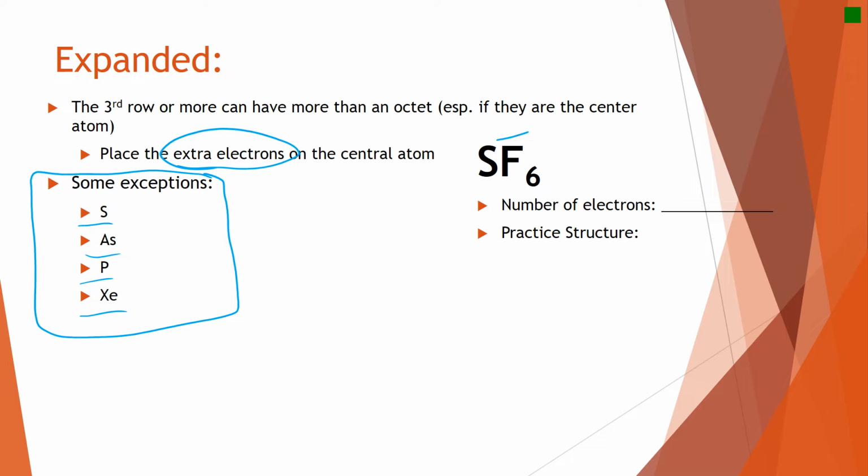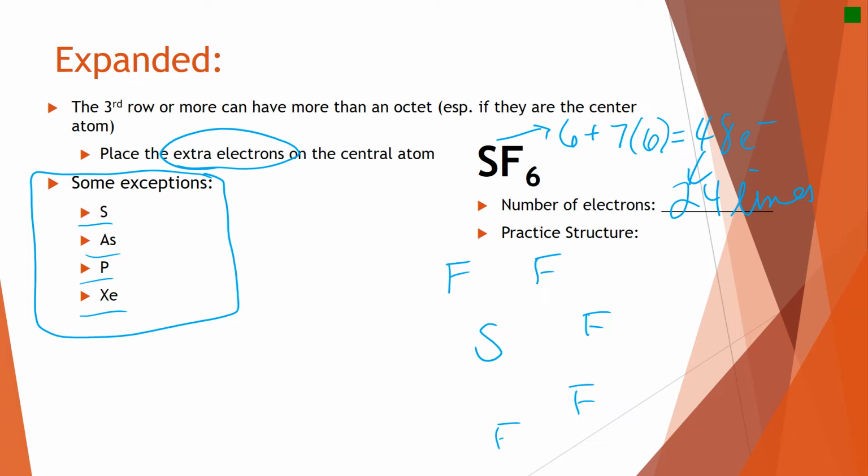In this case, you're still going to follow the exact same rules. Sulfur has 6 valence electrons, and we want to figure out how many total electrons we have. Fluorine has 7, but we have 6 of them. So in total we're talking about 48 electrons, which means I can draw 24 lines. I'm going to put sulfur in the center and surround it with fluorine. Fluorine is a halogen in the 2nd row, and therefore it can only bond 1 time.